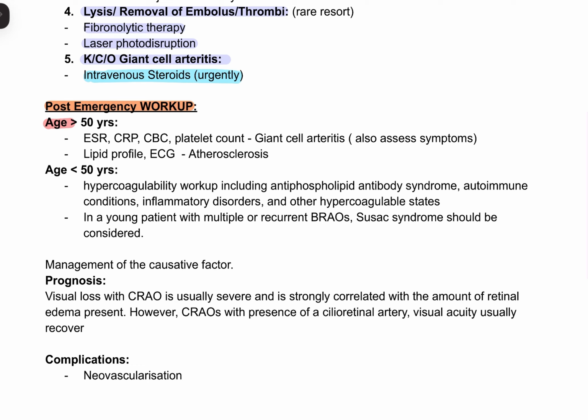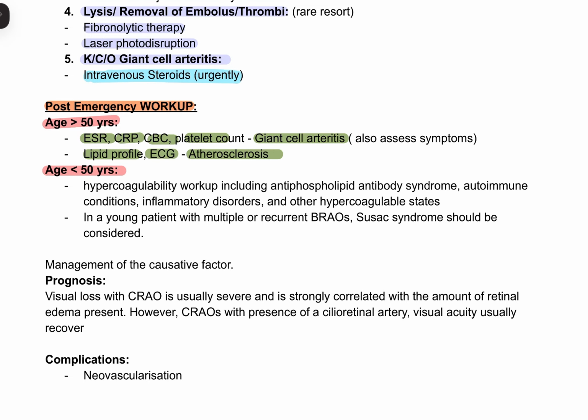If the age is more than 50 years, now this is a very random number that is given on websites. Sometimes MI and such things can come at 30 years of age also. So this is just a random number. You do ESR, CRP, CBC and platelet count to rule out giant cell arteritis, and you also need to assess for the other symptoms of giant cell arteritis. You will do lipid profile and ECG to rule out atherosclerosis.